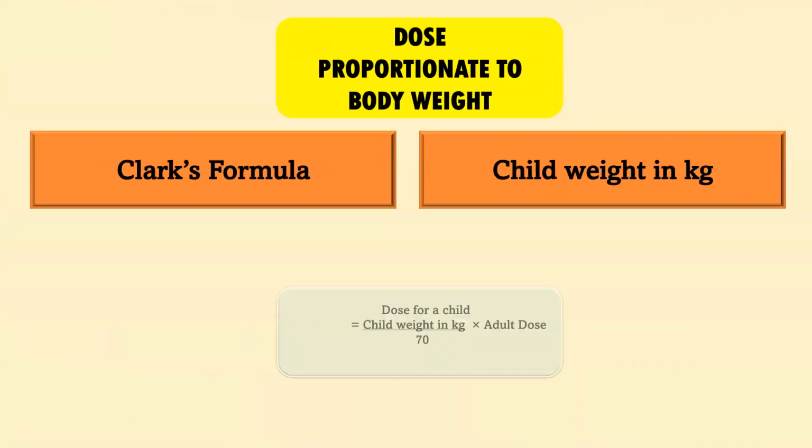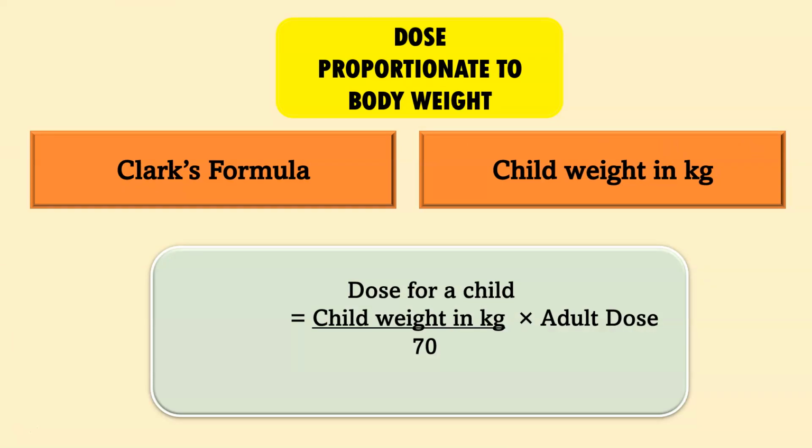So if the child weight is given in kg, then the formula you are going to use is: dose for a child is equal to child weight in kg divided by 70, into adult dose. This formula you are going to use when the child weight is in kg.